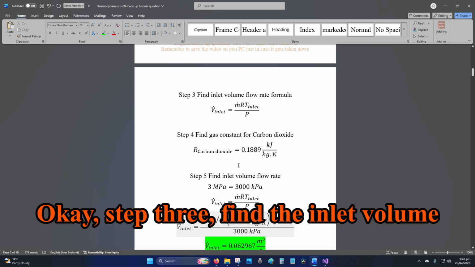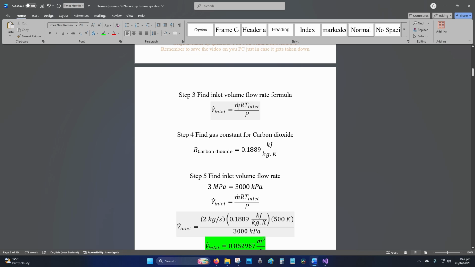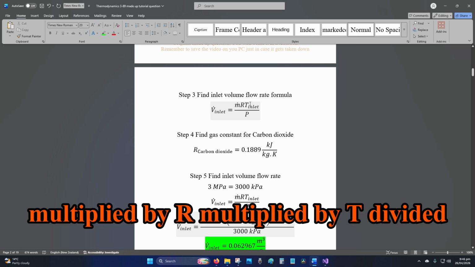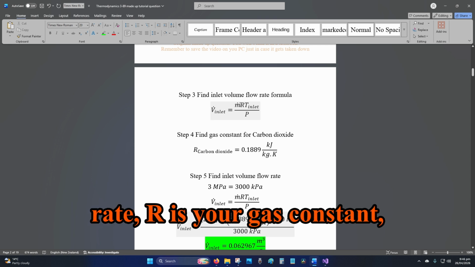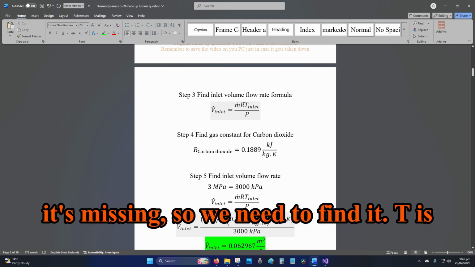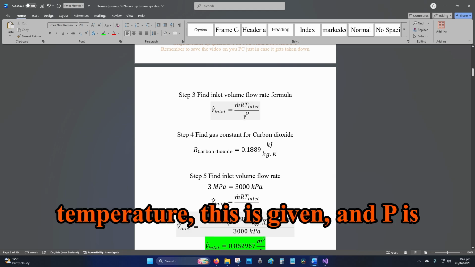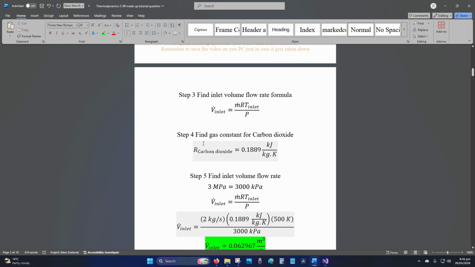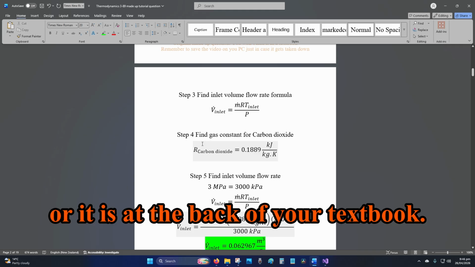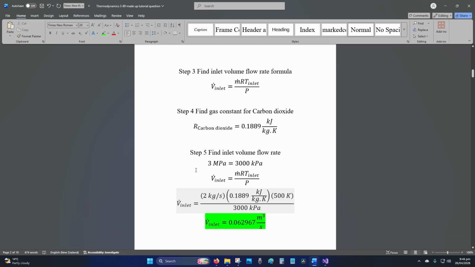Okay, step 3, find the inlet volume flow rate formula. V dot is equal to M dot multiplied by R multiplied by T divided by P. So M dot is the mass flow rate, R is your gas constant, which is missing, so we need to find it. T is your absolute temperature, this is given, and P is pressure. Step 4, find the gas constant for carbon dioxide. This can be found using Google, or it is at the back of your textbook. It's 0.1889 kilojoules per kilogram Kelvin.